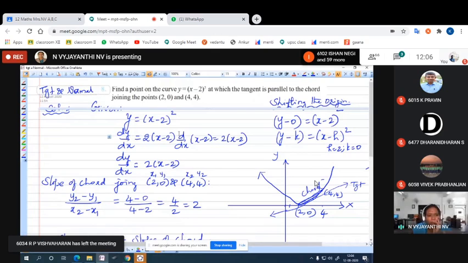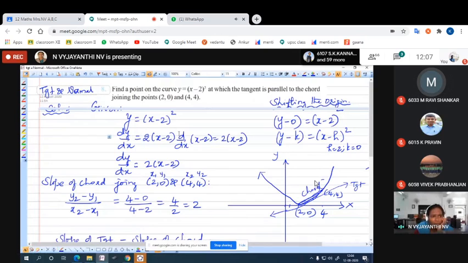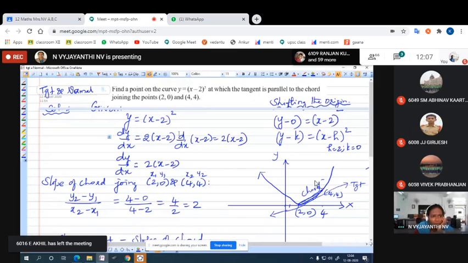Find the equation of all lines having slope equal to 2, which are tangents to the curve y equal to 1 by (x minus 3). Tell me how to solve. Find the equation of all lines having slope 2, which are tangents to the curve y equal to 1 by (x minus 3). How to solve?